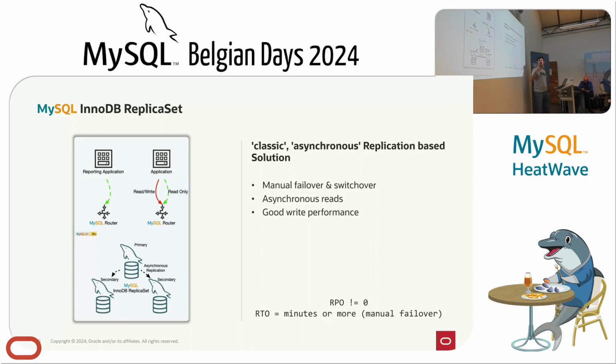It's asynchronous, so it has better write performance. You need to do manual failover and switchover. So RPO is not zero because the system is asynchronous and a replica might not have applied all the data yet. So when the primary is gone and you promote the replica to be the new primary, some data can be lost. And RTO is minutes or more because you need to do manual failover.